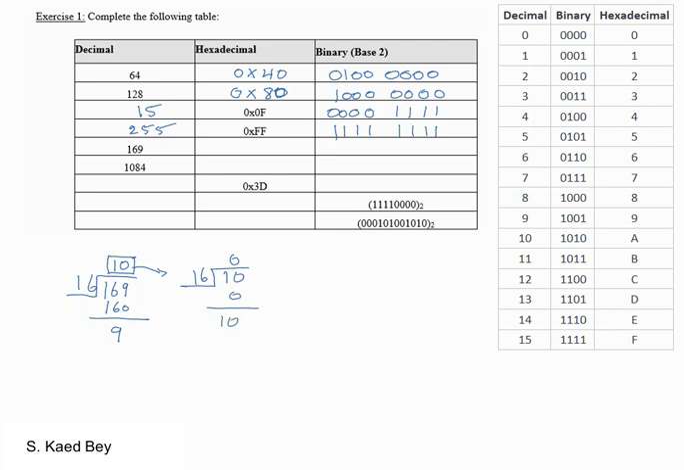The second remainder is 10. The hex value here is the digit sequence of the remainders from the last to the first. Now 10 in hexadecimal is equivalent to letter A. And 9 is 9.